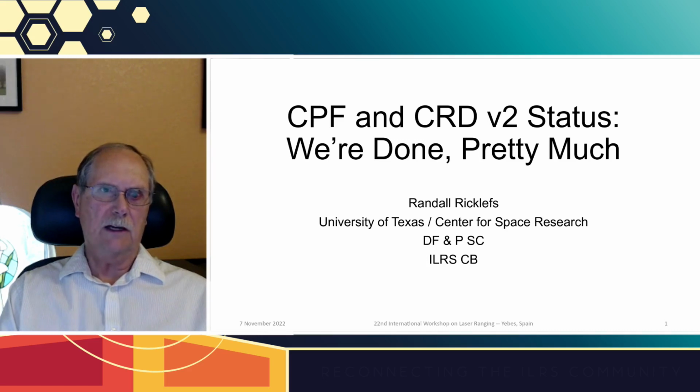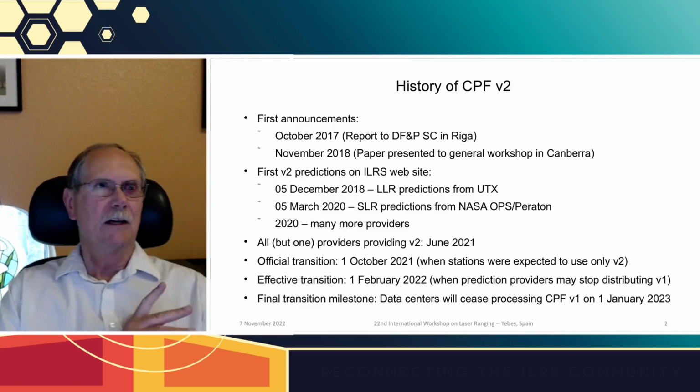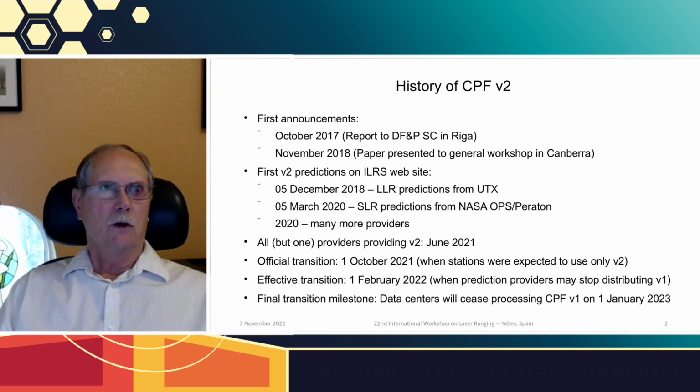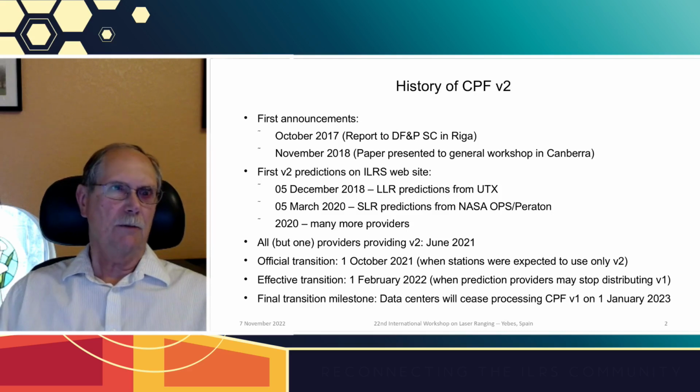I'm not covering the actual changes because that's available online and it's not time constraints. I don't want to spend time doing that. Let's talk about the milestones for anybody maybe in the future who wants to do this whole project over again for something like version 3. So this is the history. The first announcements were in October of 2017, a report to the Data Formats and Procedures Standing Committee in Riga. Next November, a paper was presented to the General Workshop in Canberra.